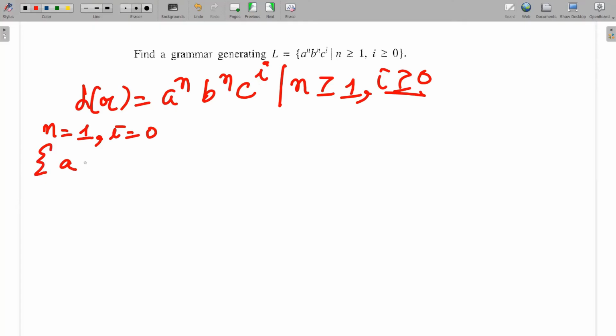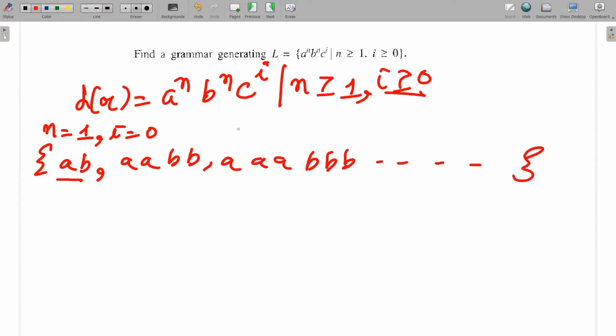I will get AB, right? I have taken the i value as 0. If the n value is equal to 1, I get this answer. If the n value is 2, I will get AABB. The i value I have taken as 0, so I will get this answer also. Triple A, triple B. So many things. Guys, this is where n is greater than or equal to 1 and i is equal to 0.